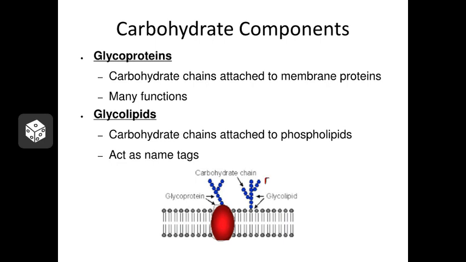Next to that, we have a glycolipid. Glyco is carb and lipid is lipid. So here we have a chain of carbohydrates attached to a phospholipid, and that's embedded in the membrane. These, again, can act as another form of identification and help cells recognize one another.